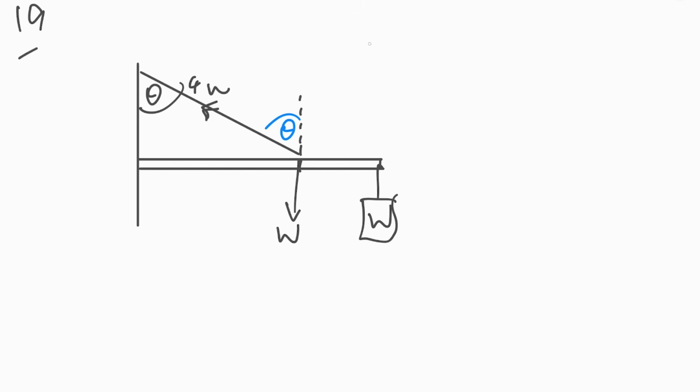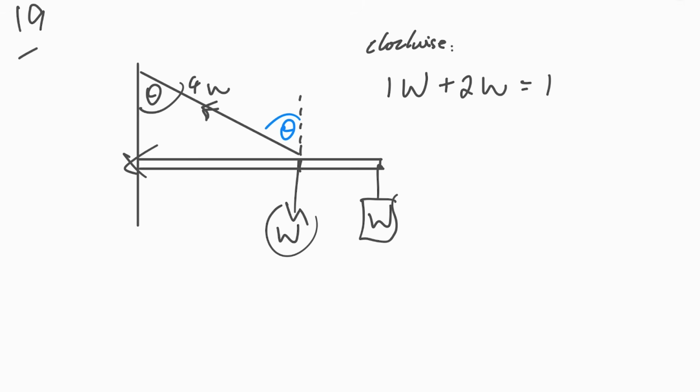So clockwise, let's just say that's 1W, plus 2W because it's at the end. I haven't drawn it well, but that should be twice as far away from the pivot there. And then that's going to be equal to, well, just 1, because again it's just the distance of 1. It's just arbitrary, isn't it? It's just half the length of the rod. You could use 1 and 0.5 if you wanted to.